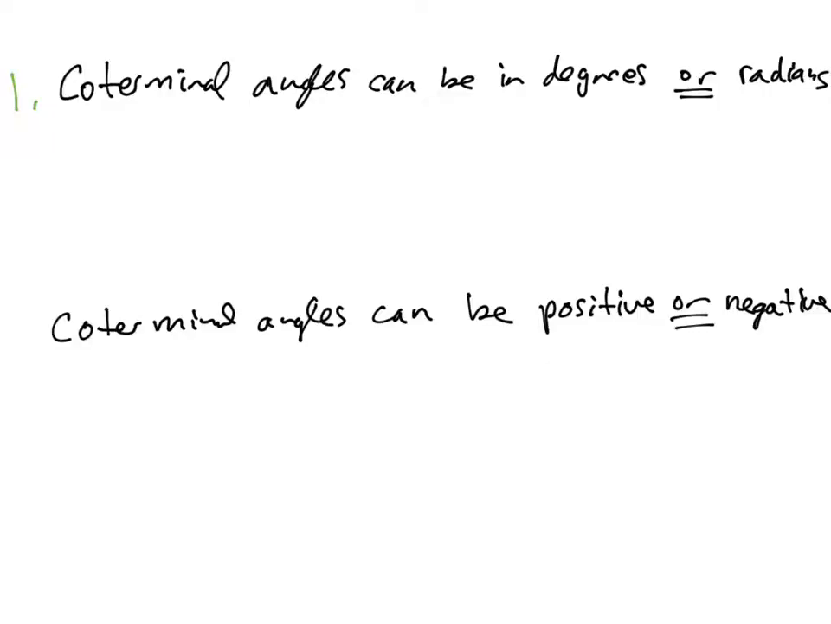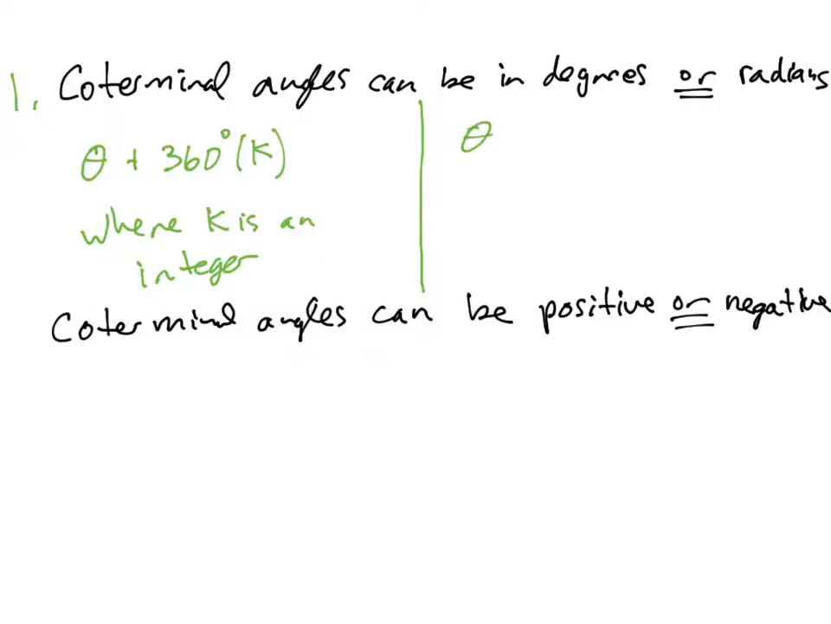So to find a coterminal angle, we take our initial angle and we're going to add 360 degrees times some value k, where k is an integer. Okay, so that's if our angle is in degrees. Now if our angle is in radians, what we would want to do is add 2 pi times k, and again where k is an integer. Now this will make more sense when we do a couple examples here.